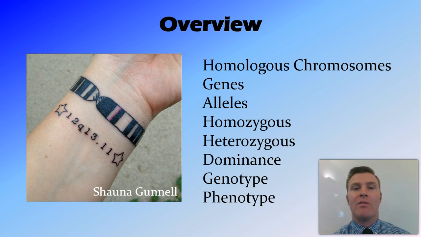Dominance is that one of those alleles is dominant over the other one, and in this case the brown is dominant over the blue. Genotype is the alleles that are actually present at a genetic level. So for a heterozygous set of chromosomes with a brown allele and a blue allele, the brown is dominant over the blue, so therefore we have a big B for the brown and a little b for the blue. And phenotype is the physical characteristics or traits that are expressed in the individual. So brown being dominant over the blue means that someone who is heterozygous will have brown eyes.